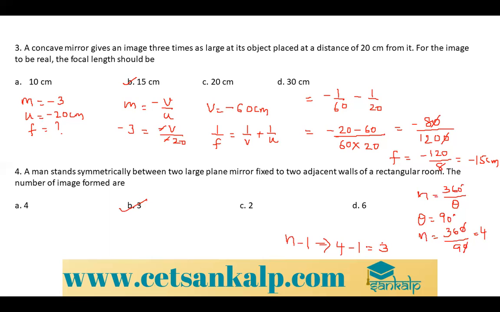Okay. So a man stands symmetrically between two large plane mirrors fixed to two adjacent walls of a rectangular room. The number of images formed are 3.